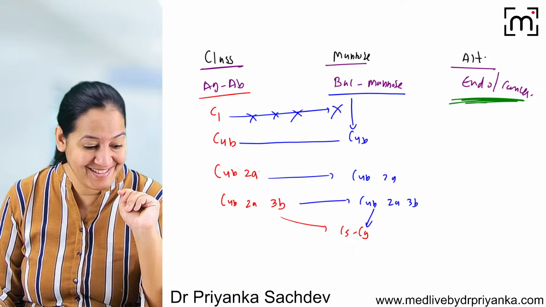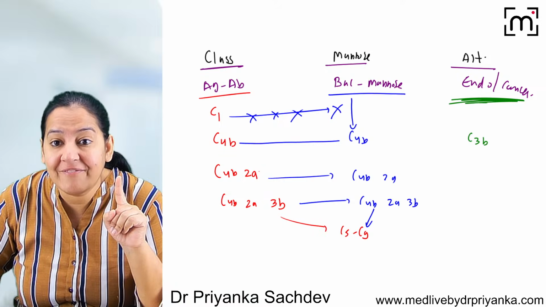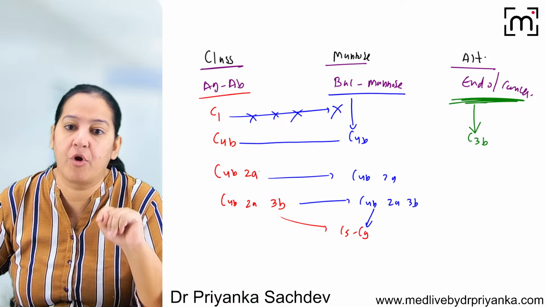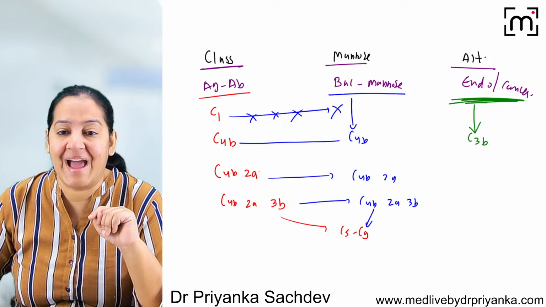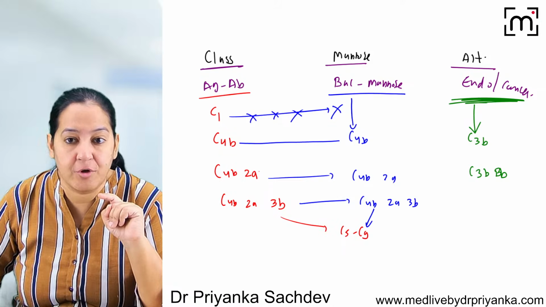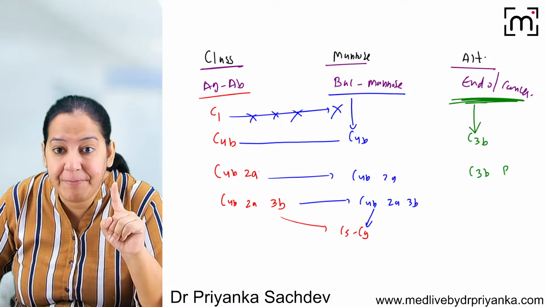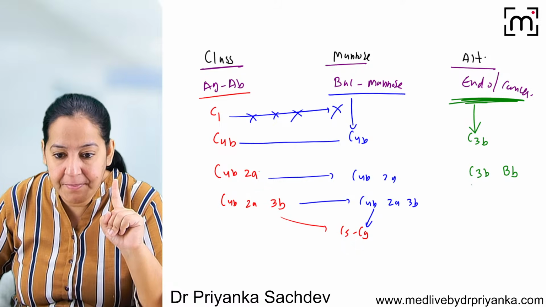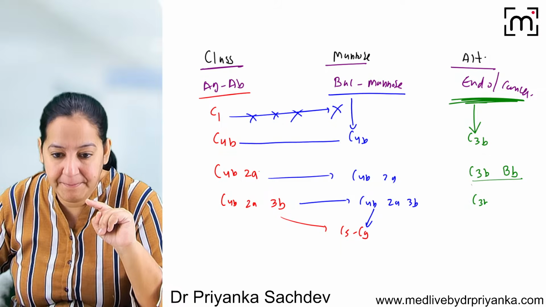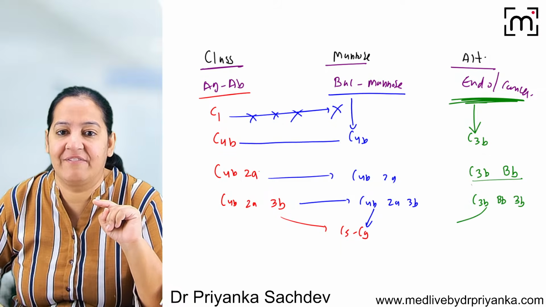Here the sequence is different. The first is C3b. We have direct involvement of C3b. The C3b will activate factor B. So 3b will bind with Bb, not Ba, it's Bb. So C3b, Bb will bind together, and again it will activate C3b. So 3b, Bb, and again 3b, and it will activate C5 to C9.